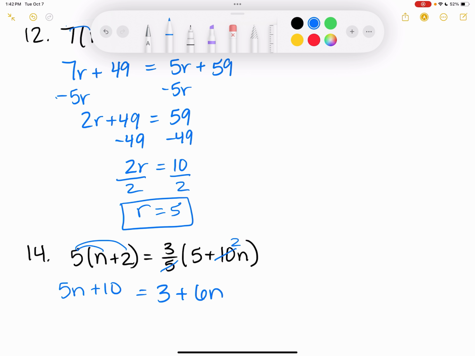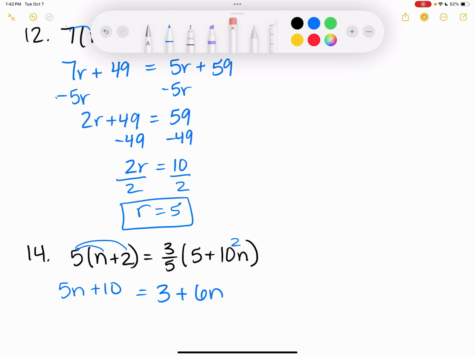A lot of people think once they cancel the 5's here that all of a sudden magically the 5 just disappeared. It doesn't disappear. We have to be able to reduce it from both, like out of both things. Okay, so just make sure you watch that. That's why I showed it the way that I did.